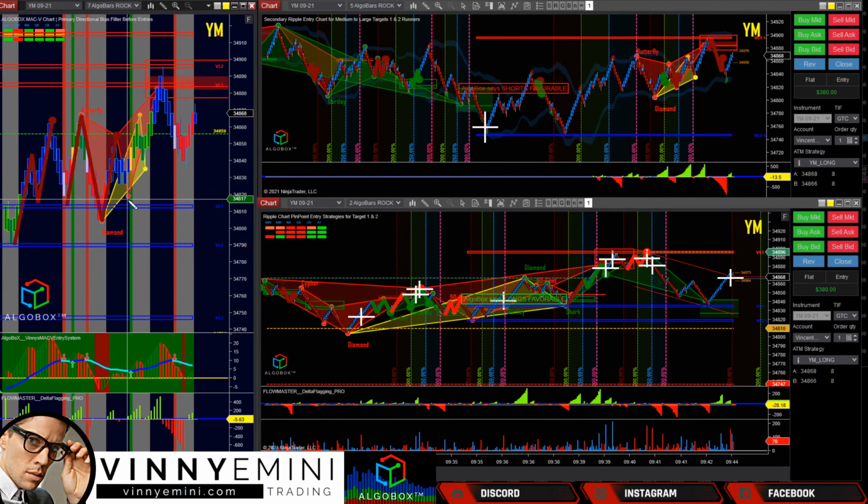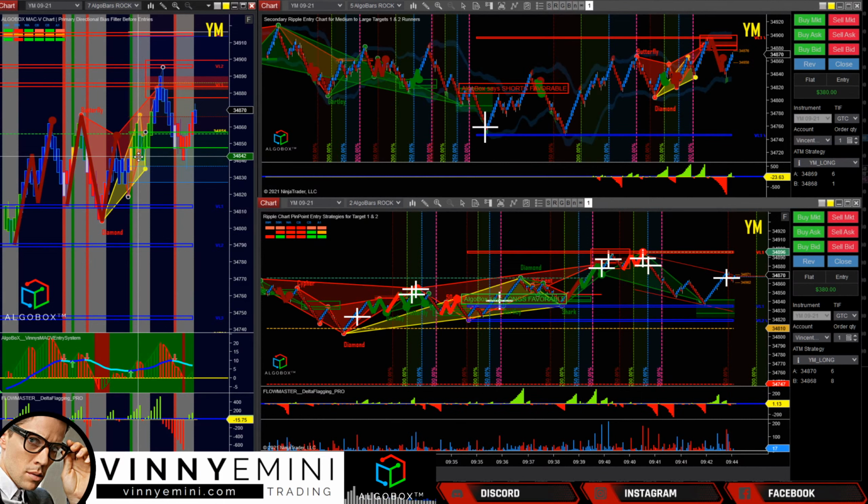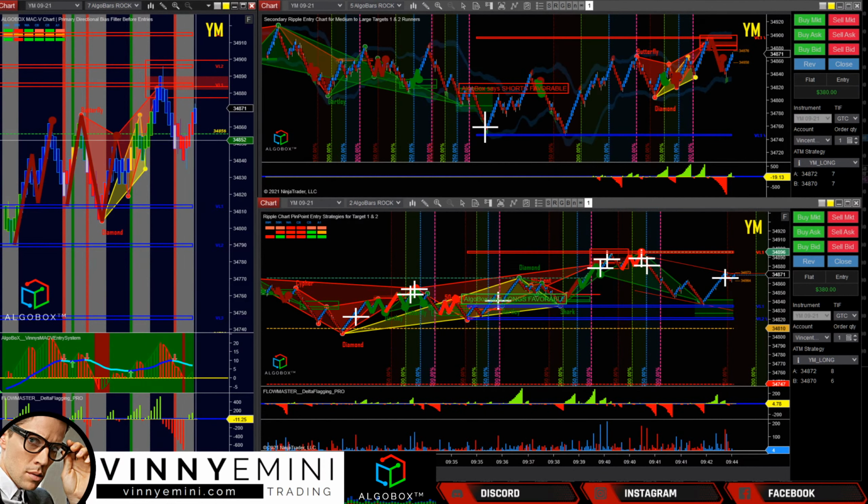Fib dot, Nasdaq on the 5s. Harmonic pattern. Did we come all the way down? We did. Okay, so that already hit its target. So let's look at that.